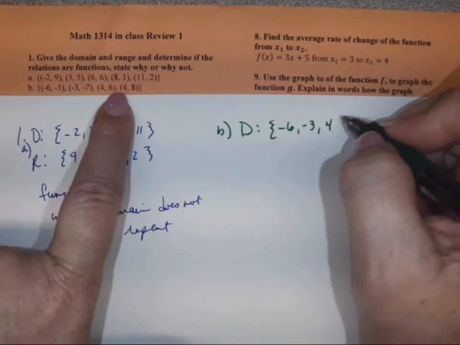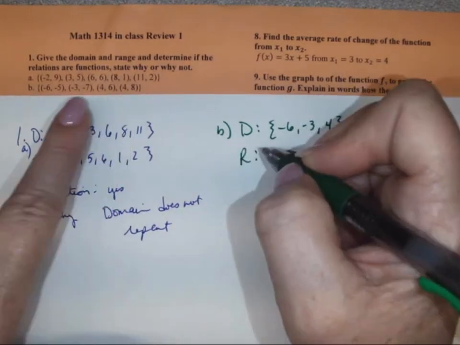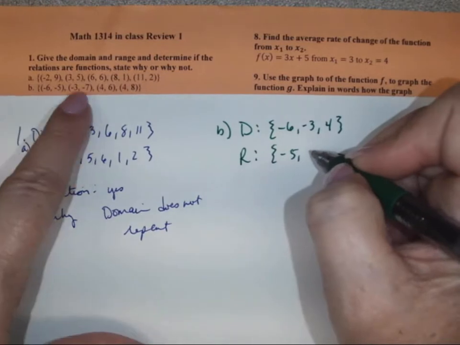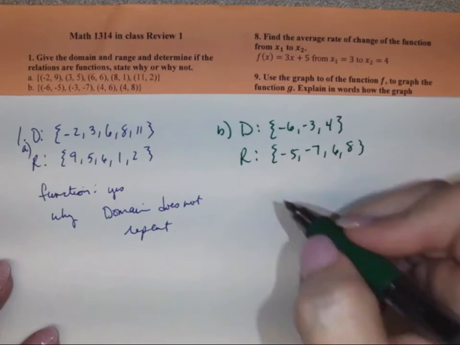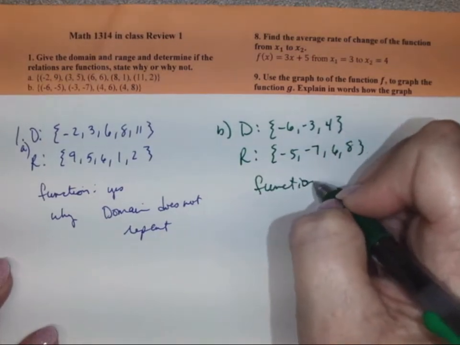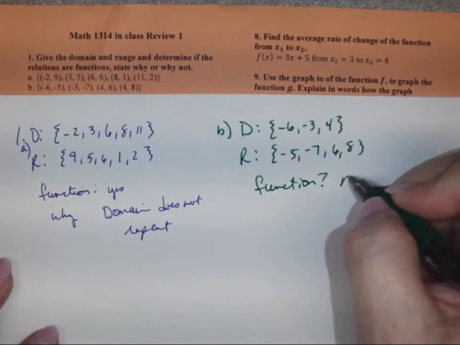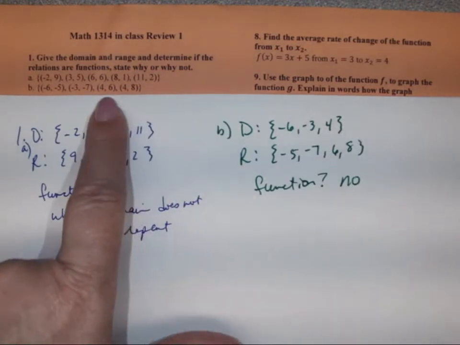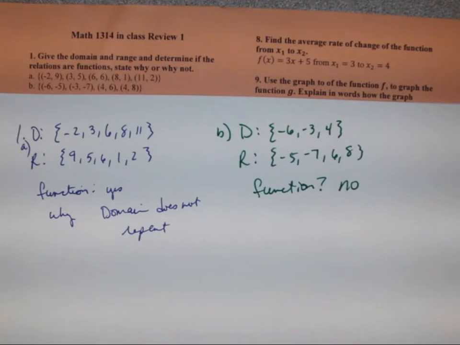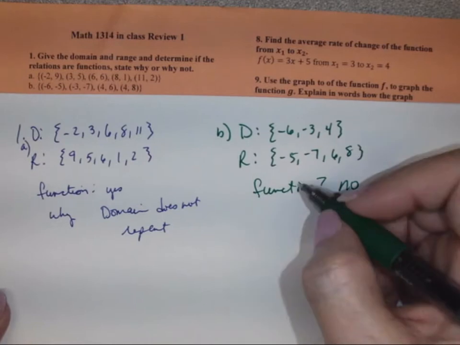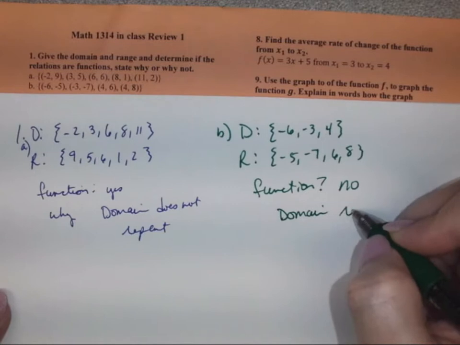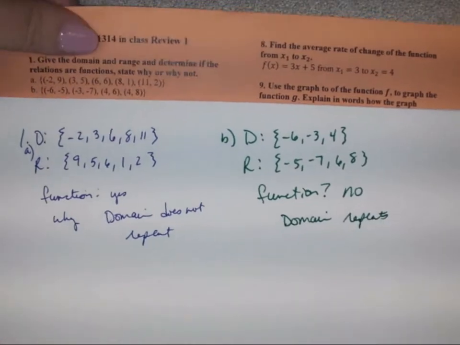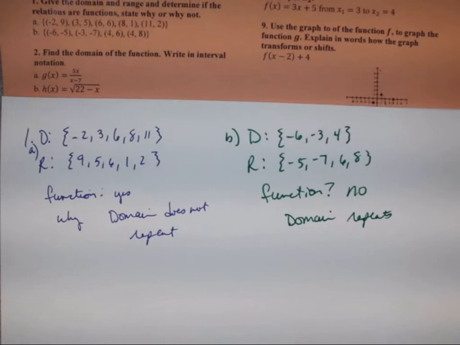4 happens again. We don't write it when it repeats. Our range will be -5, -7, 6, and 8. Is it a function? No, because that 4 repeated. Remember, if it's a function, it only has one y value for every x value. So that tells me that it's not a function because my domain repeats. You can write domain or x values, either way, but the domain repeats. All right, next question, number 2.